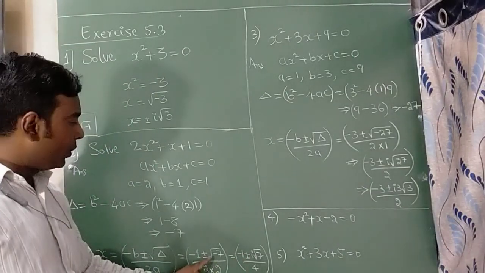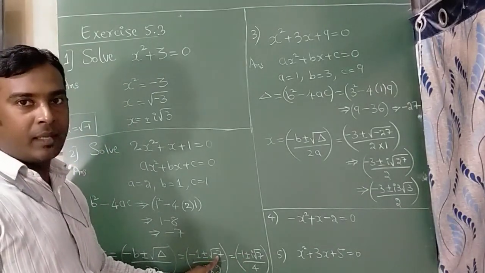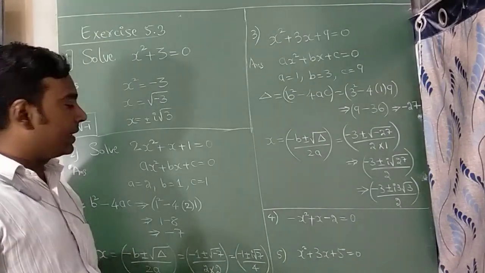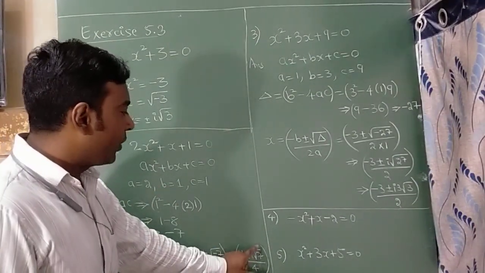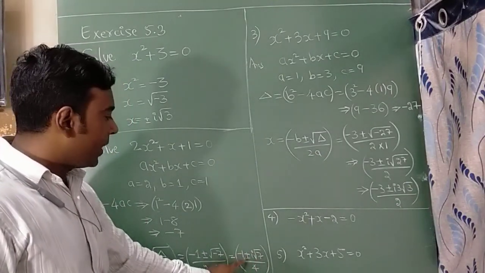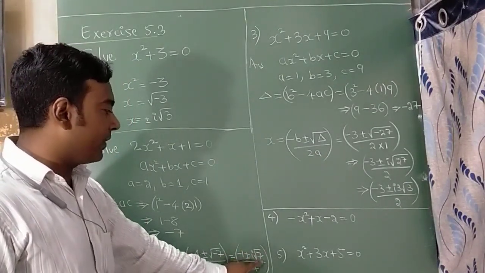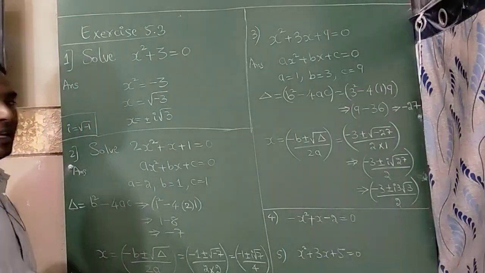As I have told you, square root of minus any number cannot be the answer. So it is I. So I will write here I square root of 7. So minus 1 plus or minus I square root of 7 divided by 4 is the final answer.